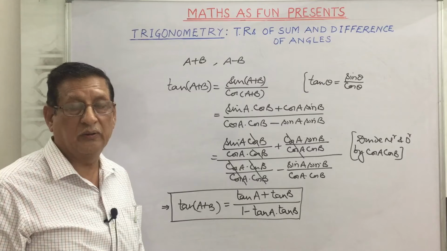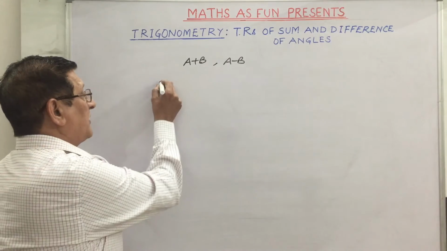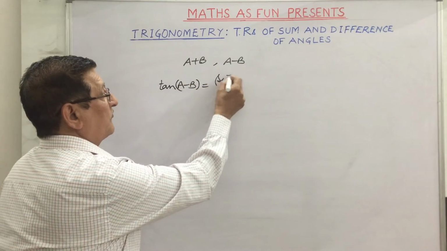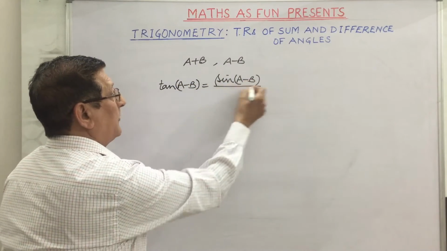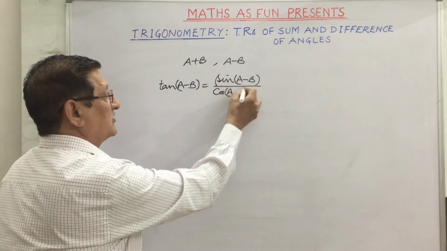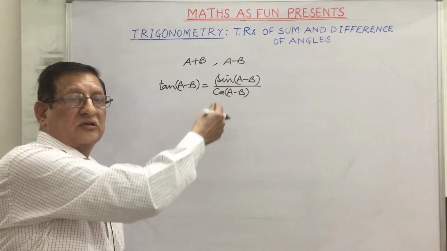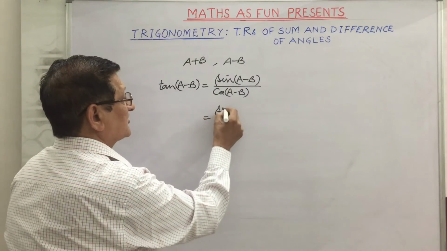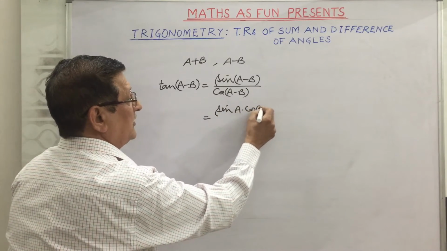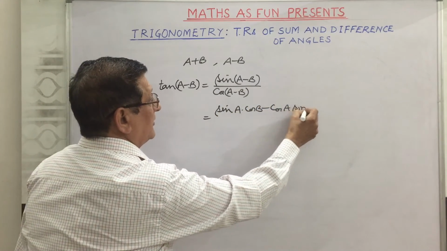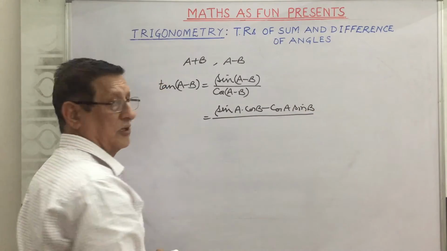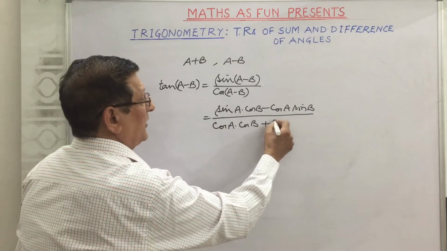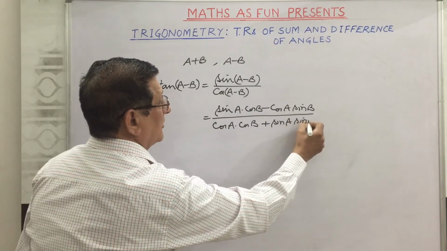Let's learn now about tan A minus B. Tan A minus B can be written as sin of A minus B upon cos of A minus B, as we have already discussed that tan theta is sin theta upon cos theta. And we apply the formula for both. This is sin A into cos B minus cos A into sin B. Cos A minus B is cos A into cos B plus sin A into sin B.